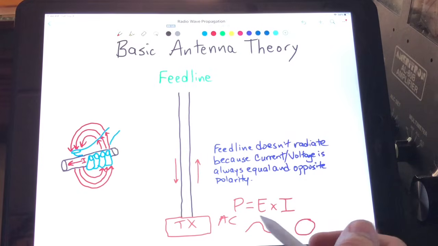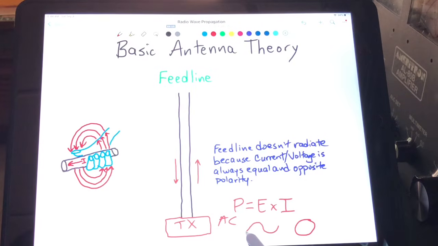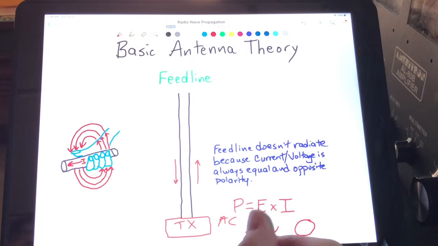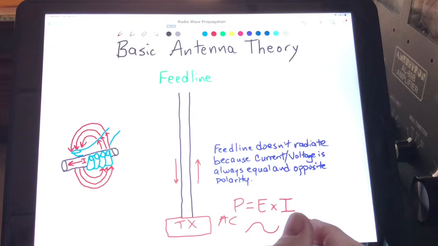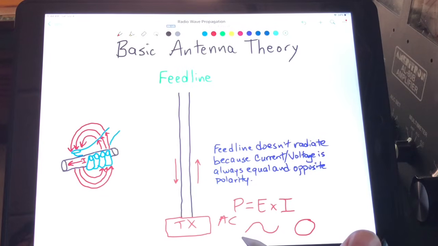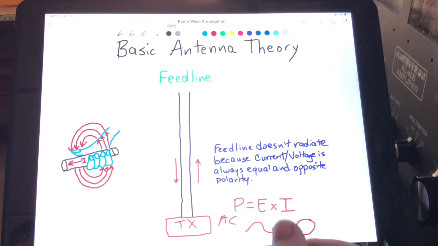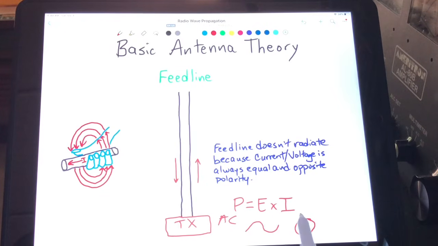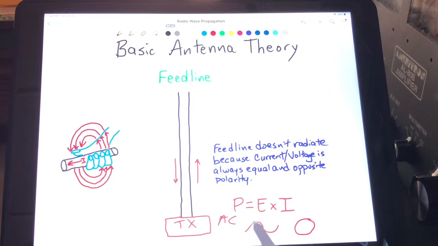Okay, so in your wall outlet, that is only happening about 50 to 60 times per second. RF, radio frequencies, simply means we're up into a realm where it's happening a lot more often per second. So, for example, at 14.2 megahertz, roughly the middle of the 20-meter band, it's completing a cycle 14,200,000 times per second. And what's happening with that cycle in alternating current is it's going to go plus, and then it's going to go back to 0, and then minus, and back to 0. We call that a cycle.